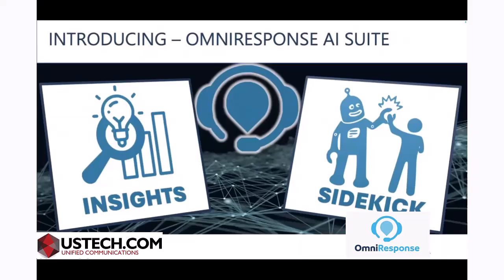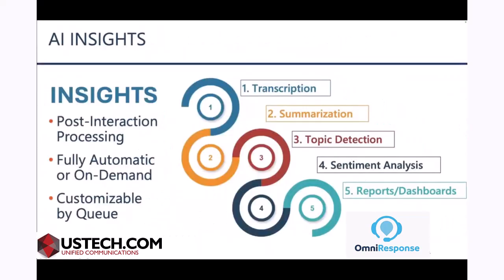So I just touched on it: the AI suite. The AI suite comes in two flavors, AI Insights and AI Sidekick. AI Insights is what I just mentioned. It's going to provide you transcription, summarization, topic detection, and sentiment analysis, and again you'll have some reporting on those features. It's all handled post-interaction, so when the call's over, you have the ability to get that information.